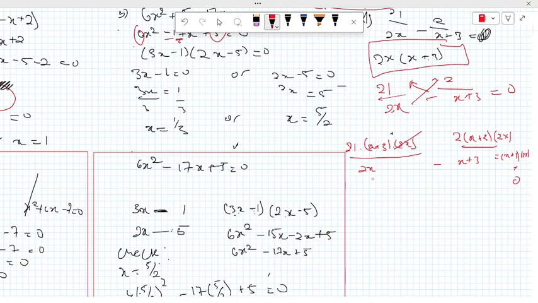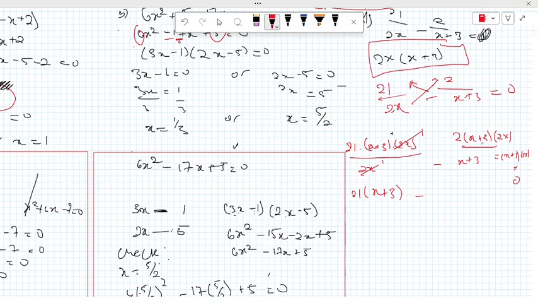So it's going to be 2, then cancel out this other 2. How many times does 2x go into 2x? One time. So we are left with 21x plus 3, then minus.